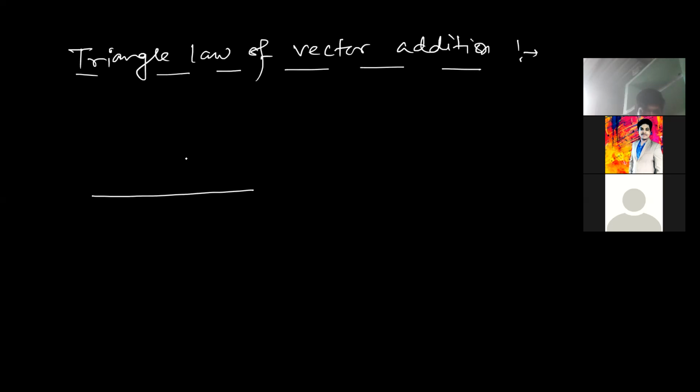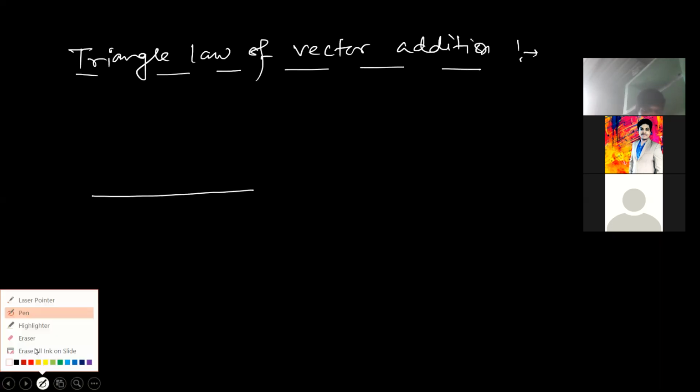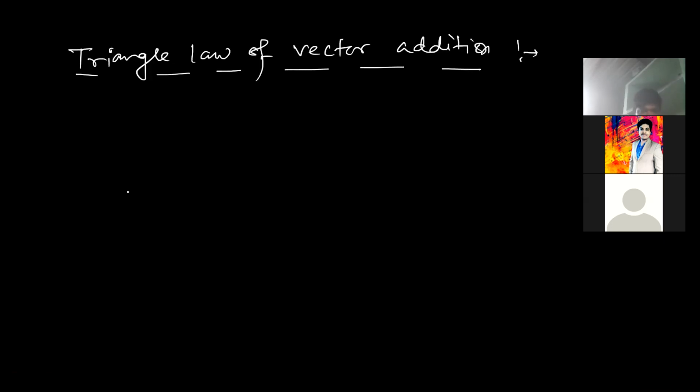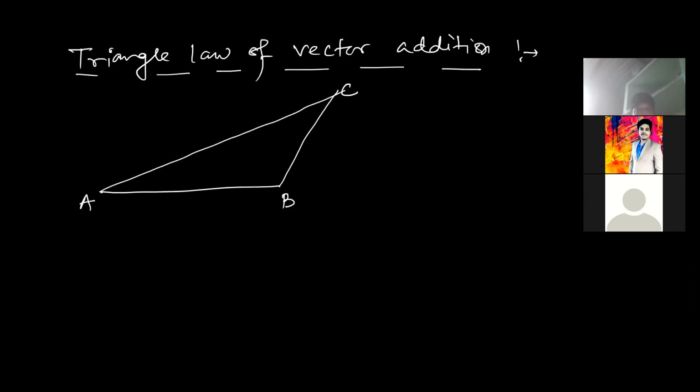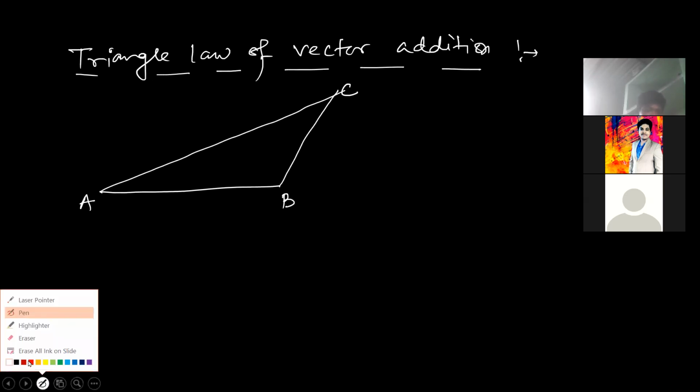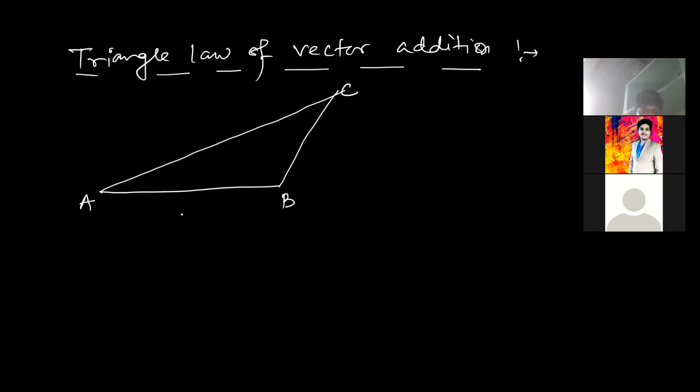In this triangle law of vector addition, at first we draw a triangle. Suppose this is the triangle we have made. In this triangle, this is side A, there is a vertex P, and this point is C. We represent one vector quantity along one side of the triangle. Suppose I am representing vector P along the side AB, and vector Q along the side BC.